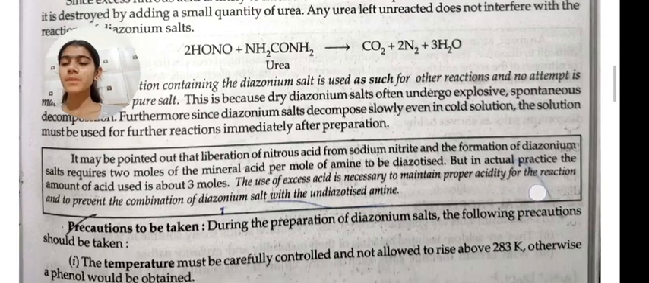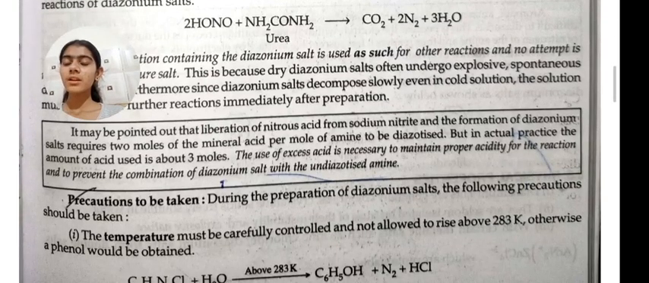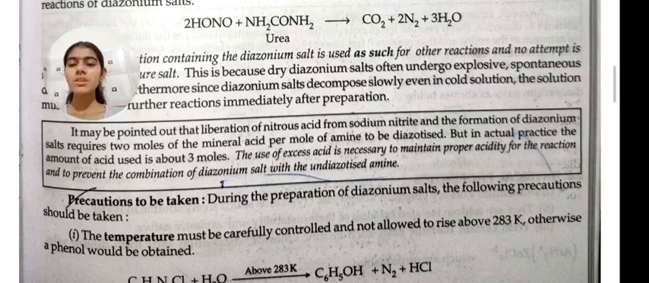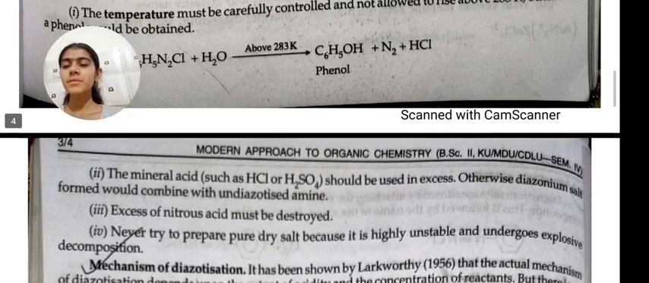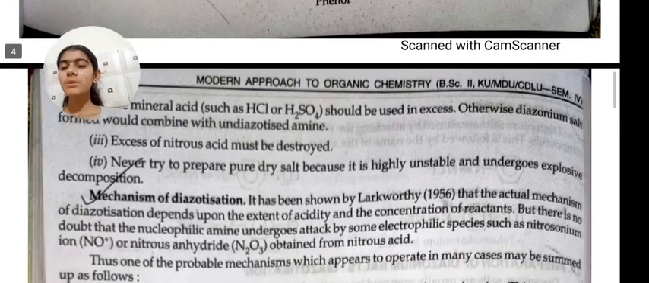diazotized amine. Precautions to be taken. During the preparation of diazonium salts, the following precautions should be taken. The temperature must be carefully controlled and not allowed to rise above 283 Kelvin, otherwise a phenol would be obtained. The mineral acid should be used in excess, otherwise diazonium salt formed would combine with diazotized amine. Excess of nitrous acid must be destroyed. Never try to prepare pure dry salt because it is highly unstable and undergoes explosive decomposition.